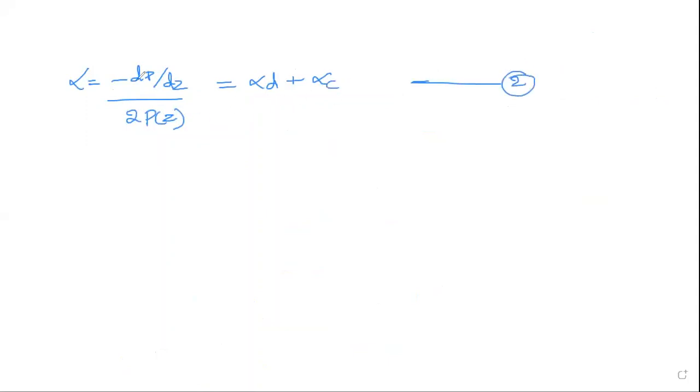Now the same equation, that is attenuation constant alpha is equal to minus dP by dz divided by twice P of Z, which we know is alpha D plus alpha C. Now you need to find out this equation relating to this. Now write down what is minus dP by dz. You have to find an equation for this. Minus of d by dz of P, which you have written from the first equation, half into V into I conjugate.